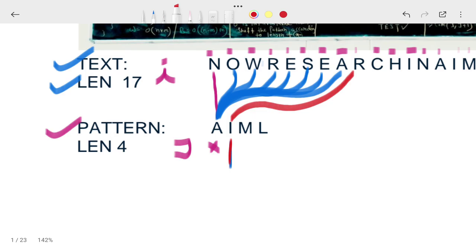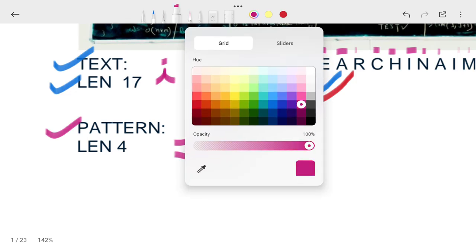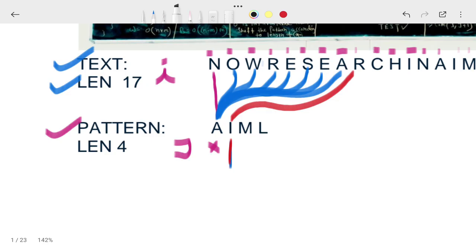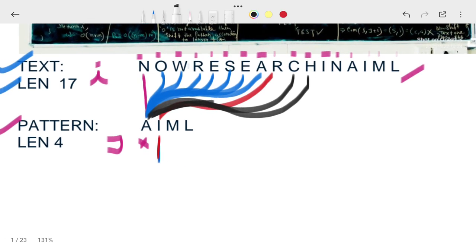Once i plus plus, again you are going back. So again j is starting from here. This is the biggest problem here. Again A and C matching? No. i plus plus, H and A matching? No. i plus plus, again this and this matching? No. i plus plus, this and this matching? No. i plus plus. And this and this matching? Yes.